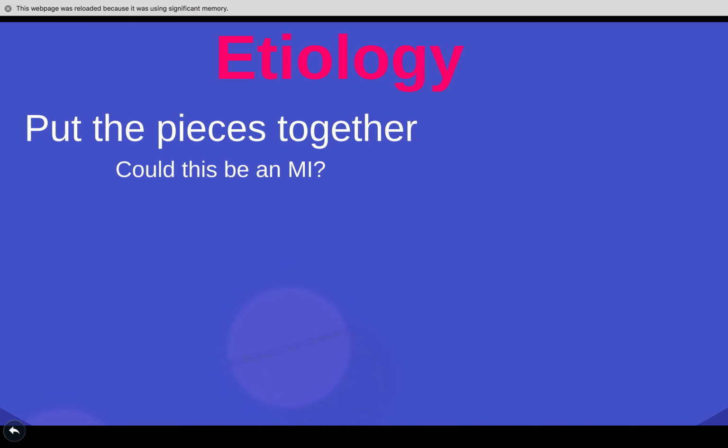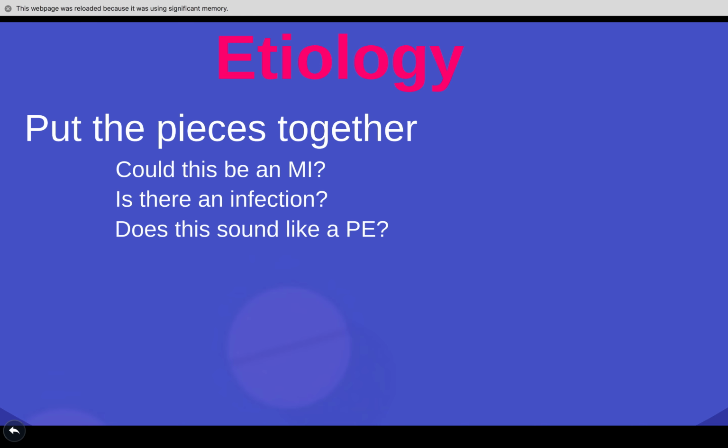Look at your physical exam, look at your story, look at your patient. Could this be an MI? Is there an infection? Does it sound like a PE? And use your objective findings, right? And there's a couple of them that can help you. Even if at this point your history isn't clear enough, there's a couple of things that you can do. And one of the most important ones is point of care ultrasound. That can be a great ally.